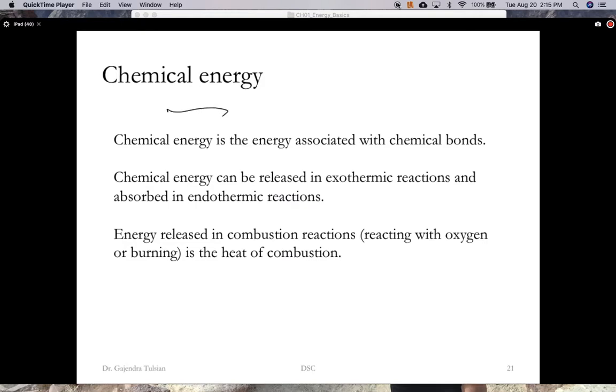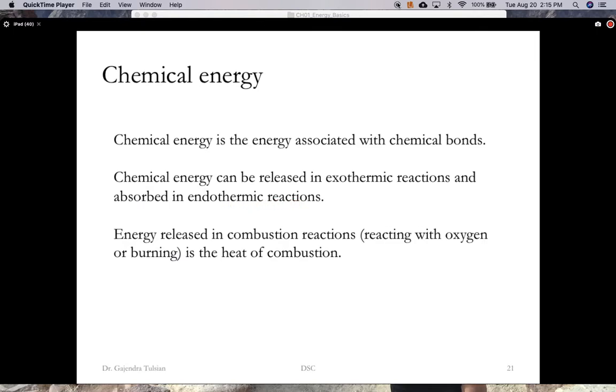Chemical energy, as we said, is the energy associated with chemical bonds. Chemical energy can be released in exothermic reactions and absorbed in endothermic reactions. Exothermic reactions are reactions where energy is released. To make an endothermic reaction happen, you have to put in energy. For instance, when you burn coal or wood, you're combining carbon with oxygen and energy is released, and that's an exothermic reaction.